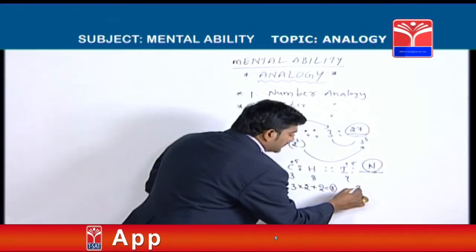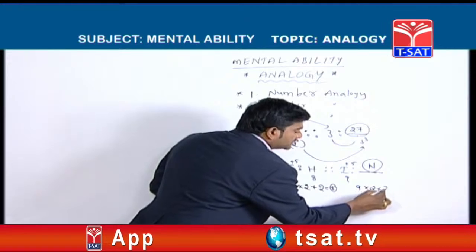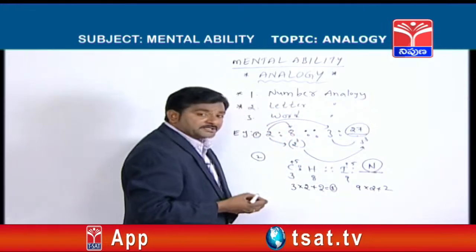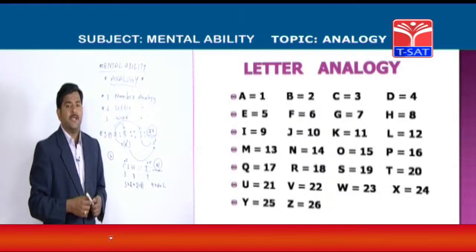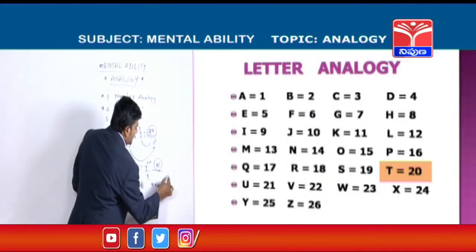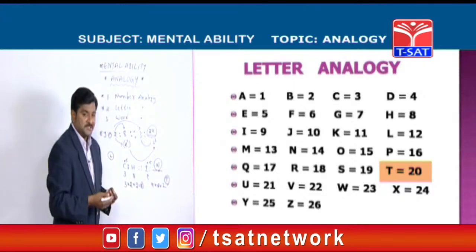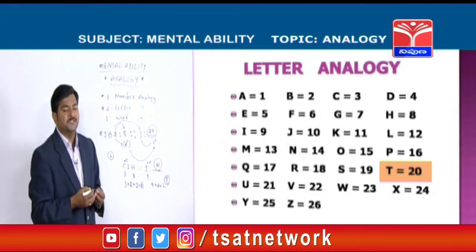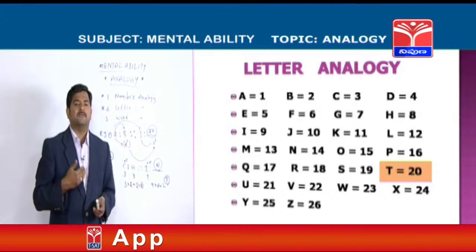How can you write? 9 into 2 plus 2. 9 into 2, 18. 18 plus 2 means 20. So 20 means what can we say? T we can say. But which one is the answer? Is it N or T or something else? I already told you it depends on the given options.